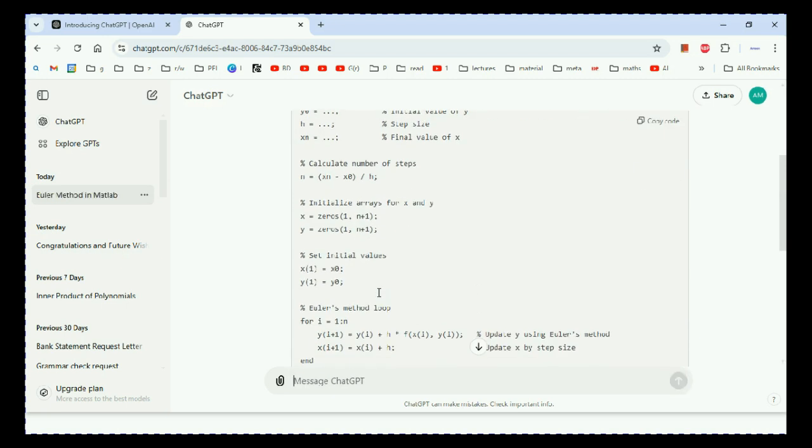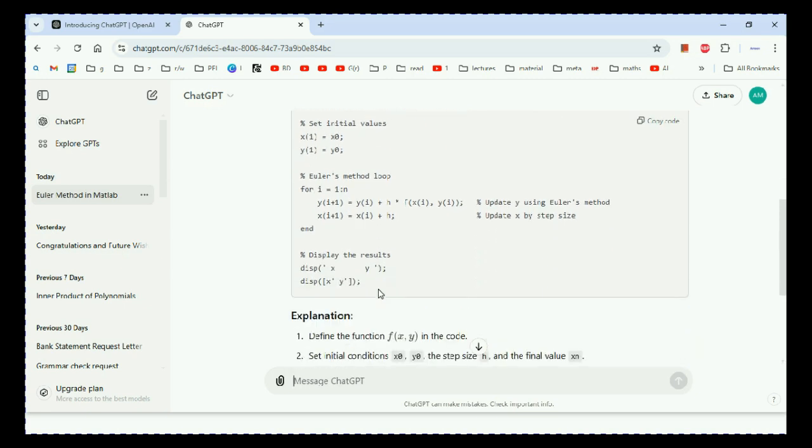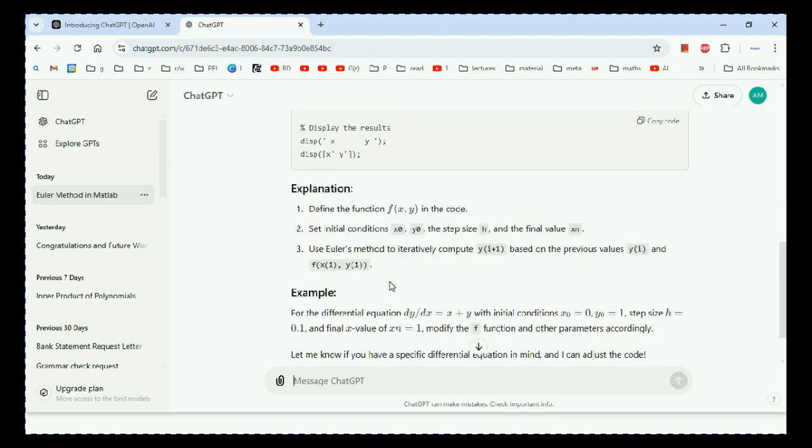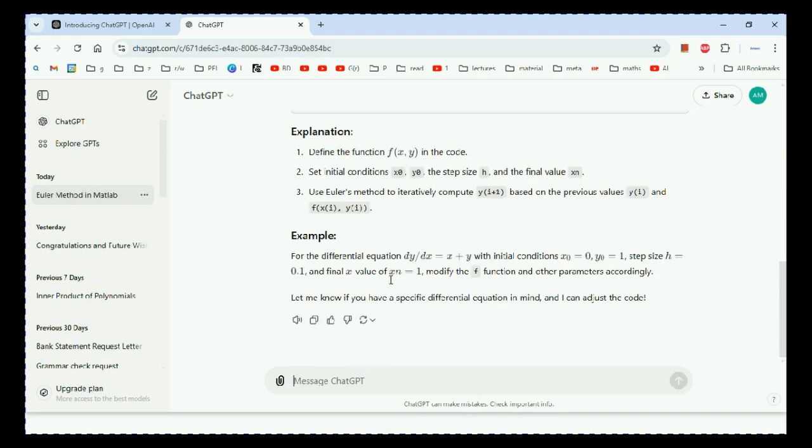So this is the code generated. We can now copy this. But we need to plot it. It does not have a plotting command, so I will ask it to include plotting as well.